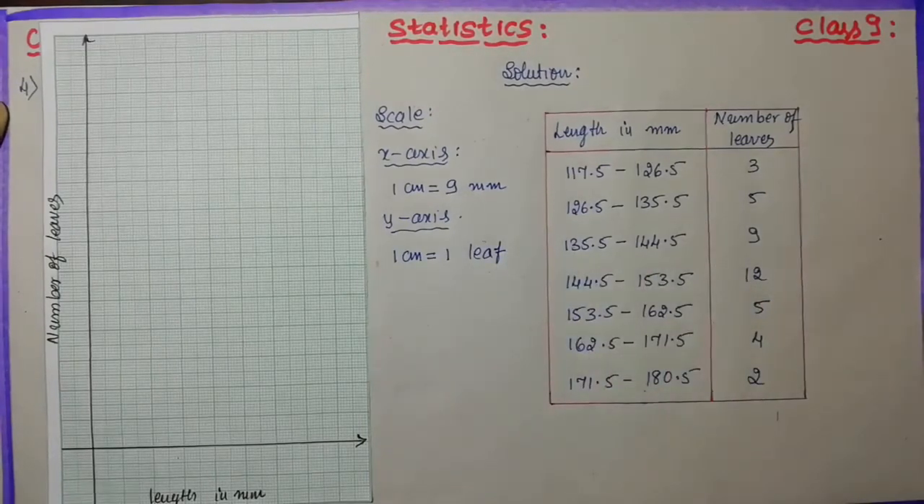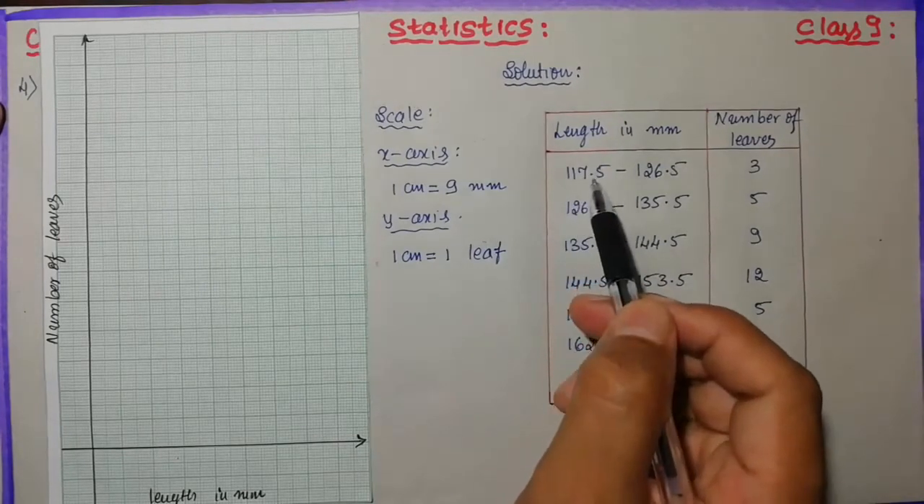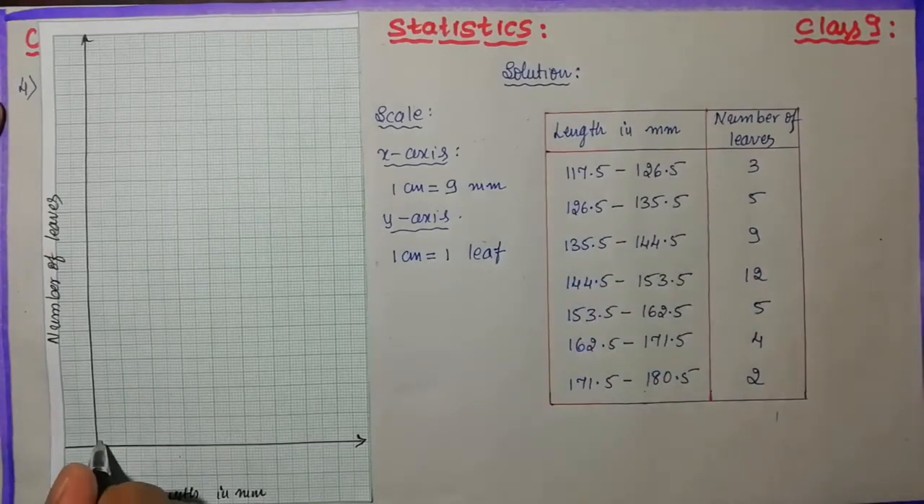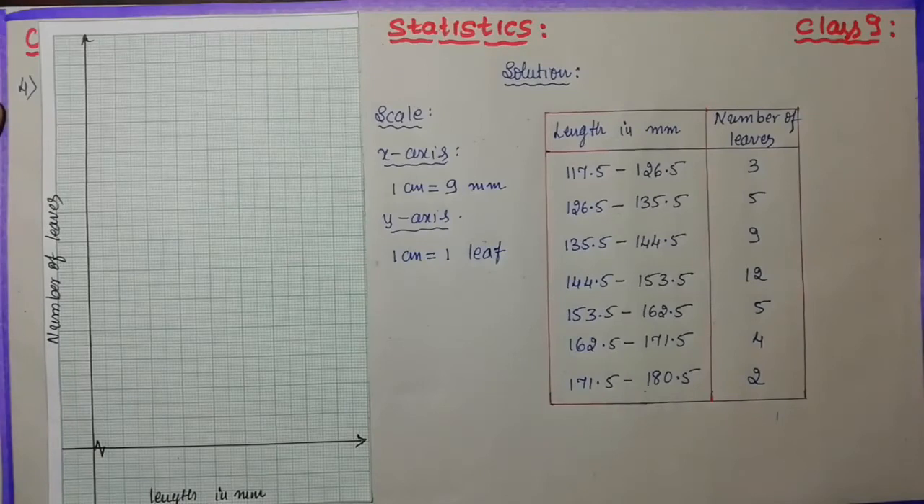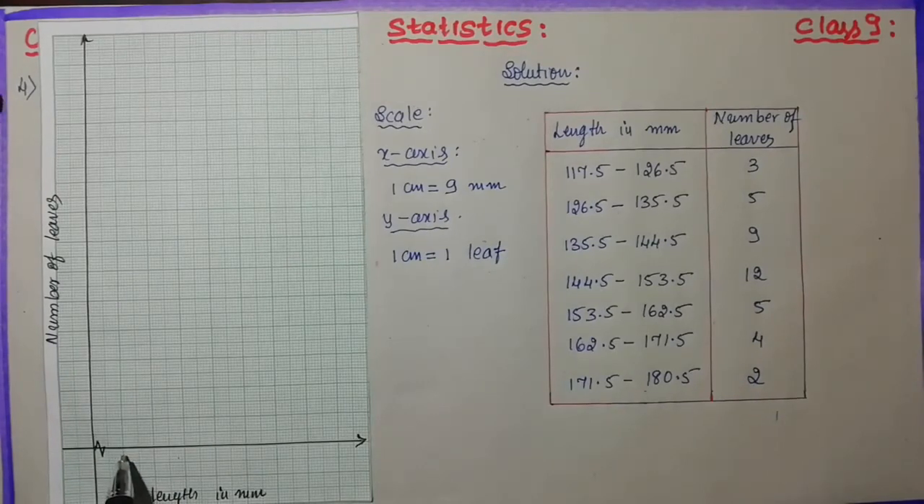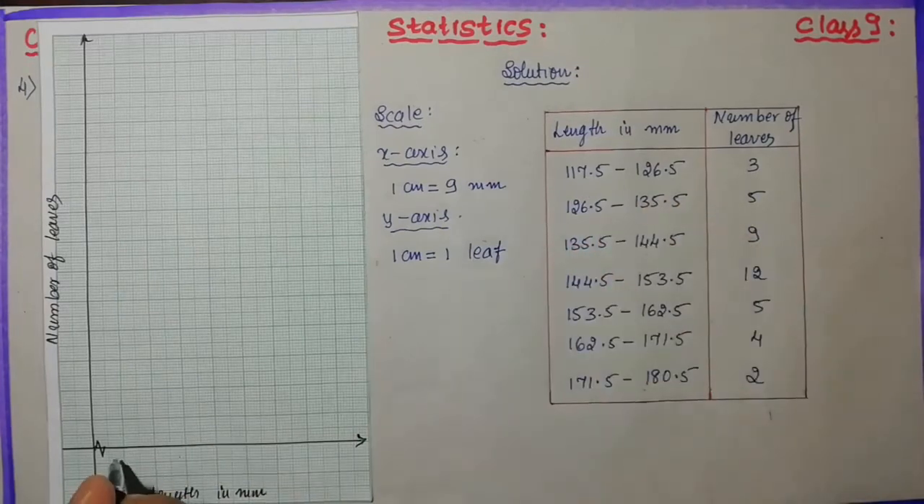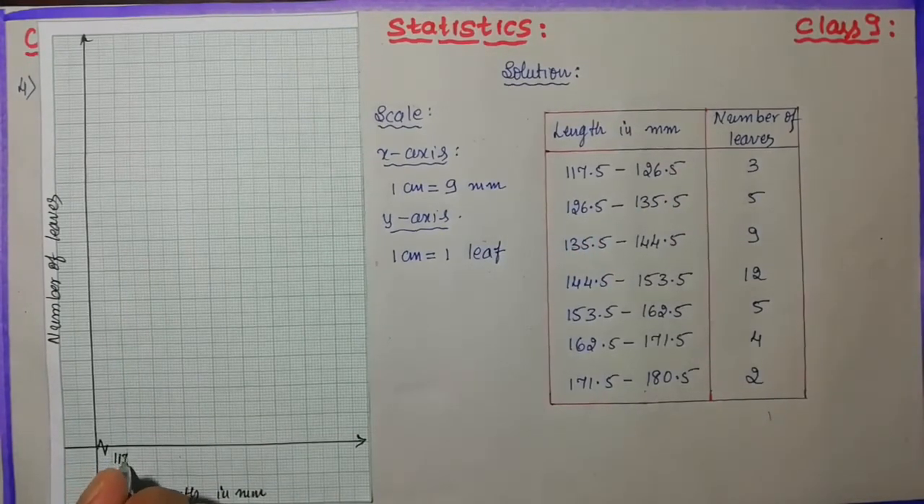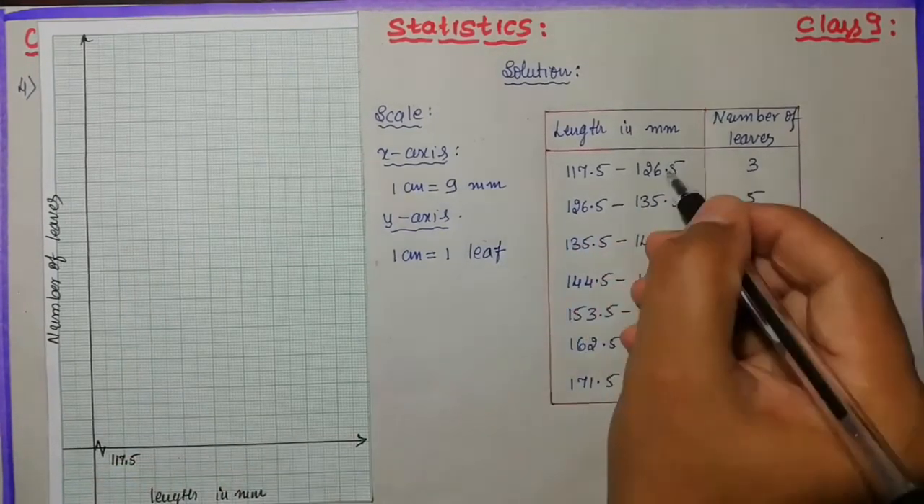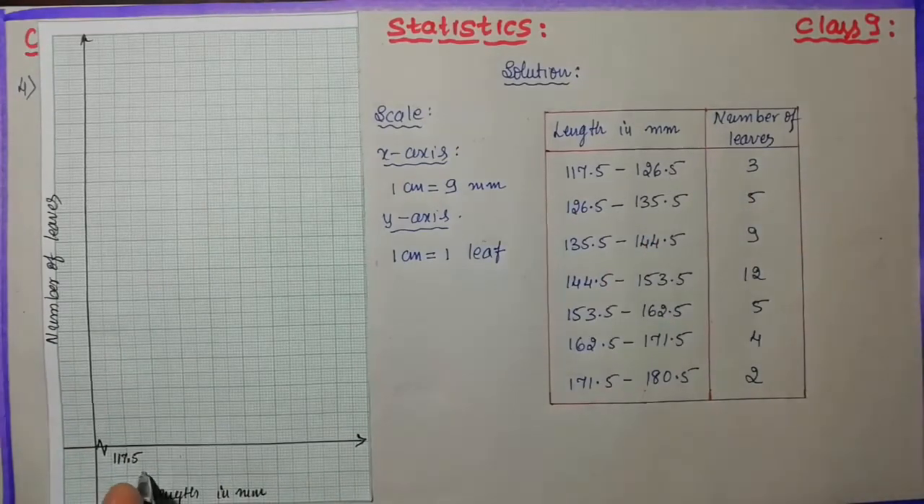Okay, so now I'm going to mark the points on the axis. Look at here. What is the lower limit here? It is not 0. So that's why you need to show this break. Remember this one. After that you need to start from here. So the first one is actually what? 117.5. Next one you need to write on this one, 126.5.